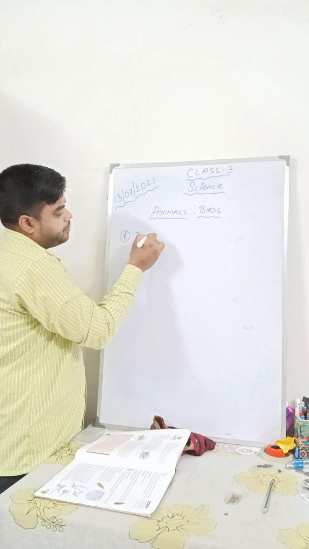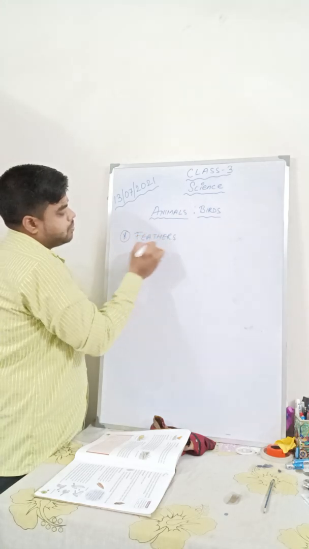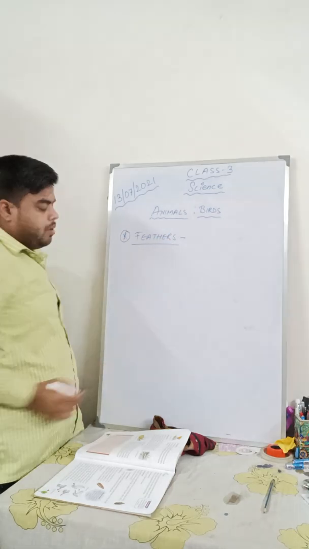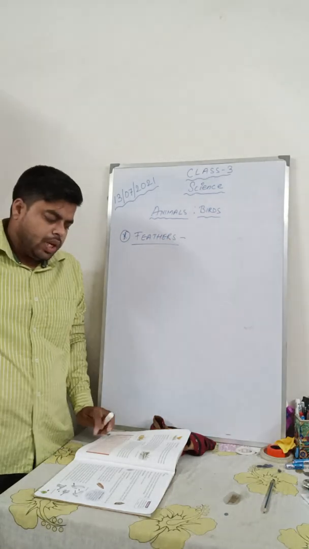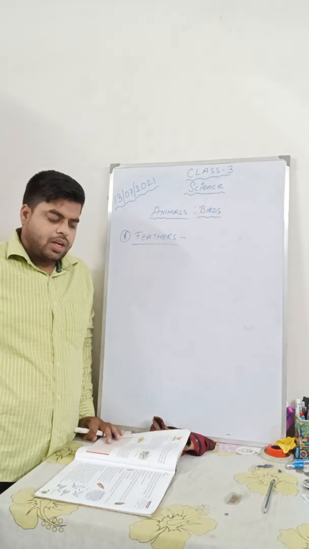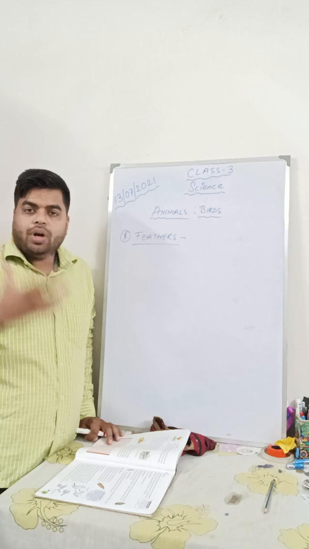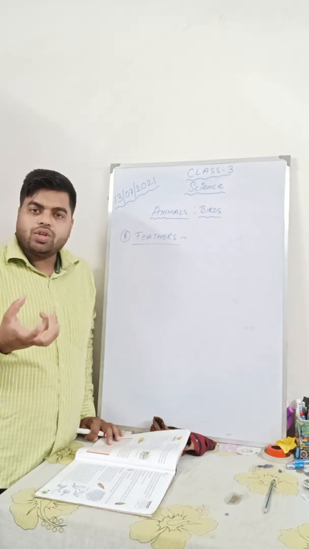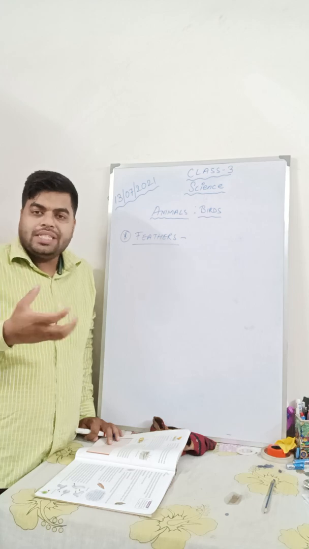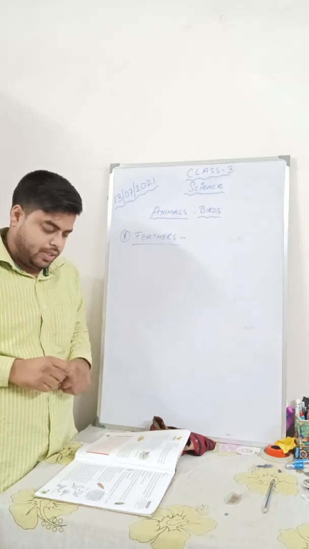Feathers of birds. A bird's body and wings are covered with soft and fluffy feathers. You all must have seen birds. Their body is filled with feathers. They are very soft and very fluffy, as if filled with air, and it looks big in size.